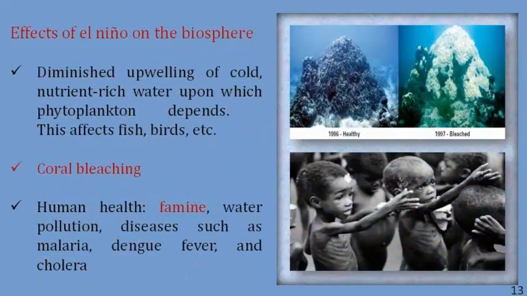So what are the effects of El Nino on the biosphere? Diminished upwelling of cold, nutrient-rich water upon which phytoplankton depend. This affects the fish and birds too. Coral bleaching. And lastly, human health through famine, water pollution, and diseases such as malaria, dengue fever, and cholera.